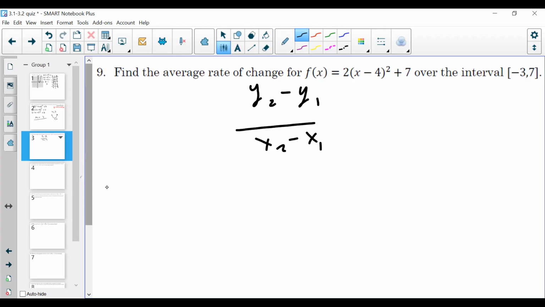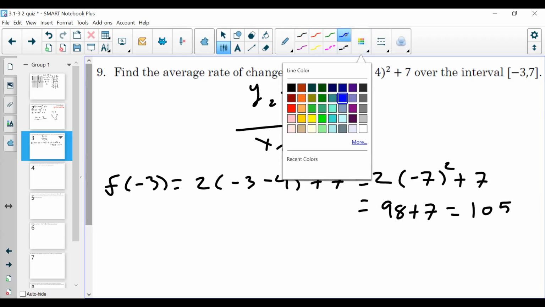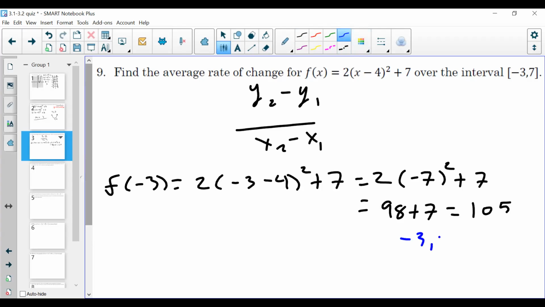So f of negative 3, that's going to be 2 times negative 3 minus 4 squared plus 7. That's going to be 2 times negative 3 minus 4 is negative 7 squared plus 7. That's 49 times 2. That's what, 98 plus 7, which is 105. So what this is telling me is that when x is negative 3 on this quadratic, I have the point negative 3, 105. That's what it's telling me there.